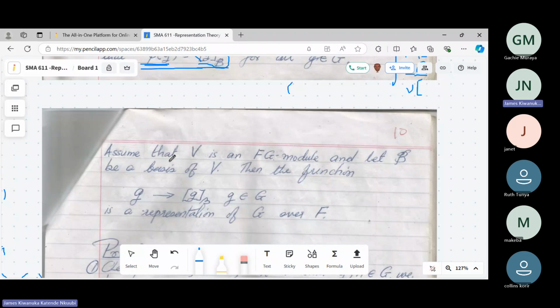So here we say assume that V is an FG module. This is the same thing I've just spoken about, the fact that this map that sends G to this matrix of the endomorphism induced by G, this map turns out to be a representation. We can prove that.